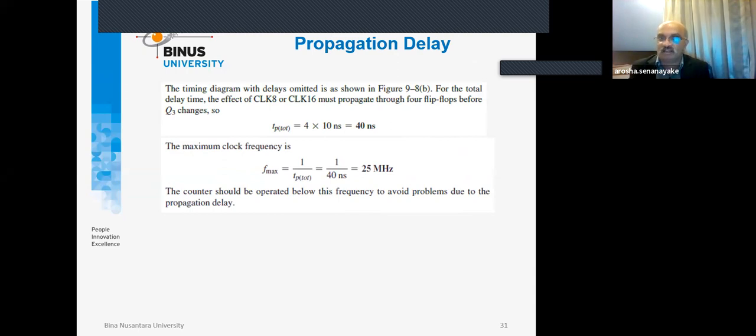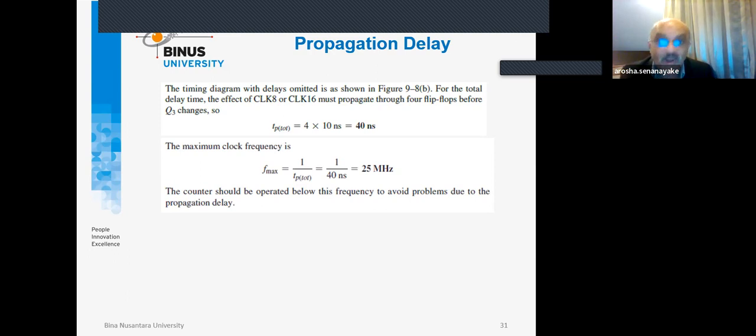So then, to avoid the propagation delay, very important, you look at it: the complete delay occurs when it comes to D3, or 4 different flip-flops. So in this case, 4. Each delay is 10 nanoseconds. So the total propagation delay is 4 times 10, which is 40 nanoseconds.